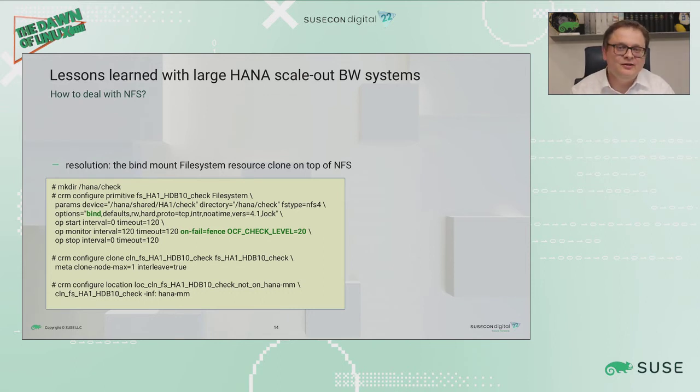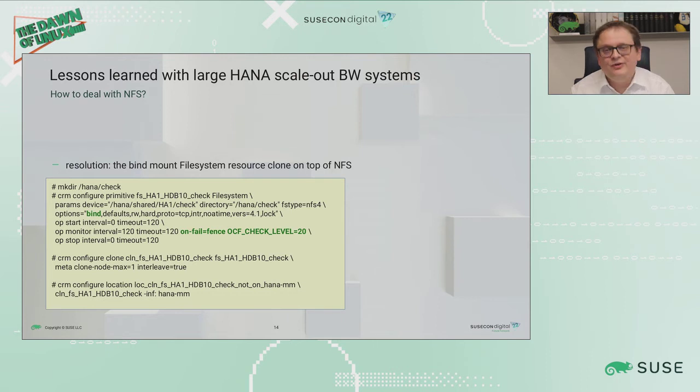The important thing here is to use OCF check level 20 for the monitor operation. That means that this file system resource agent will try to actually write something onto the NFS share. It will not only read, or, if you don't set this at all, only check proc mounts.